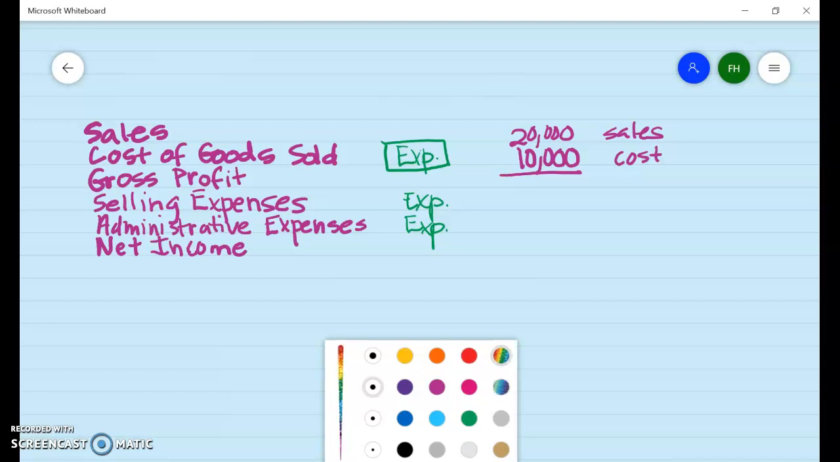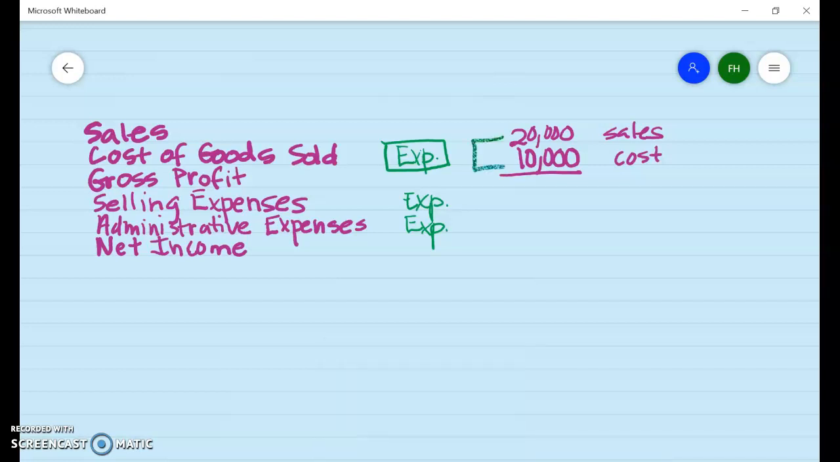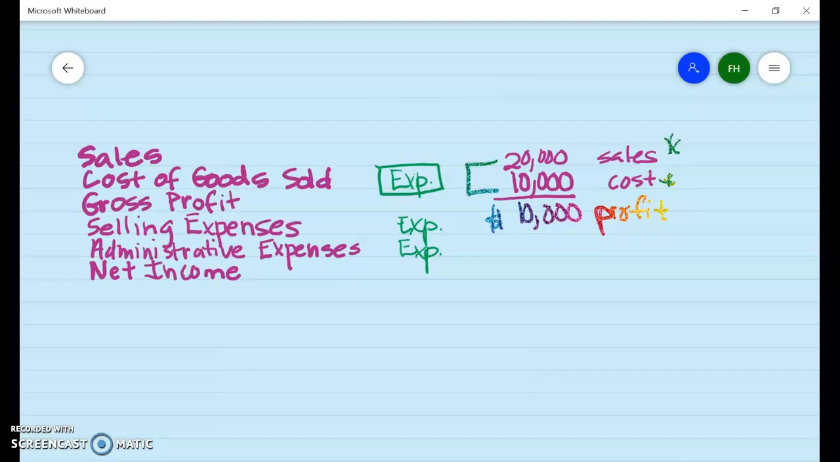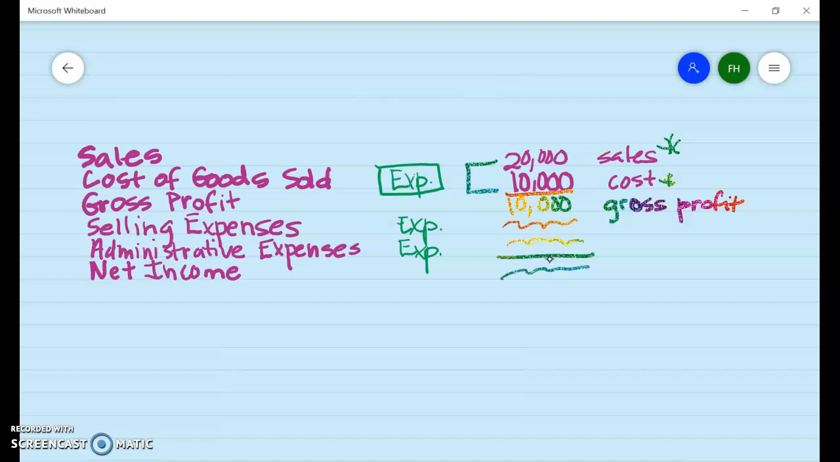So when we list it like this, we can show that we made a profit of $10,000 because we can easily see that it cost us $10,000, we sold it for $20,000, and we made a profit of $10,000 just by marking it up. Then we know we have to have enough to cover any selling expenses here and any administrative or general expenses here to still have some net income there.